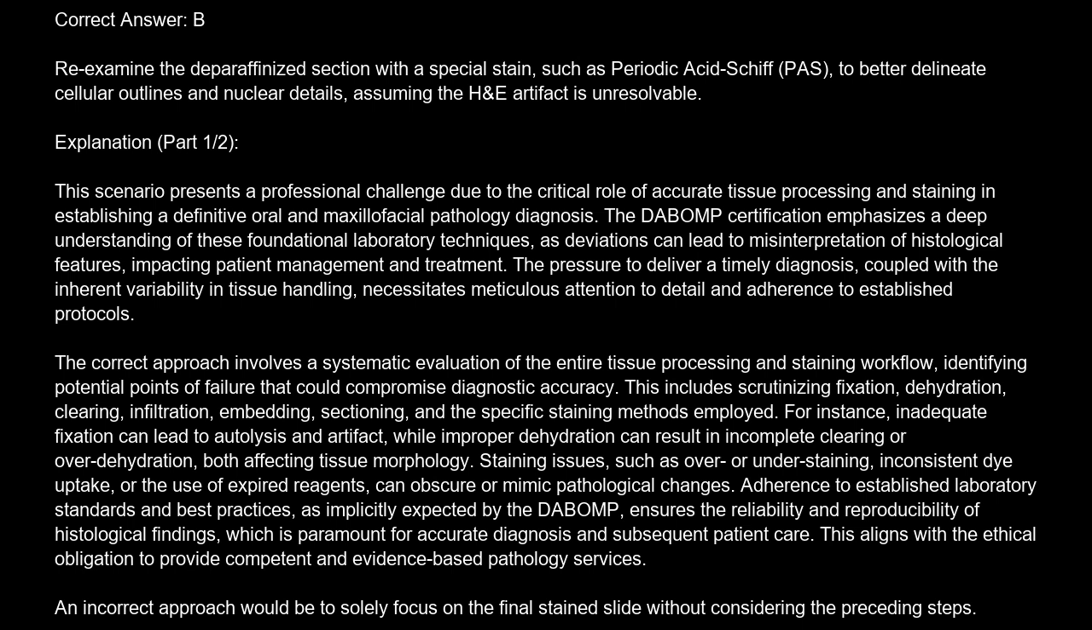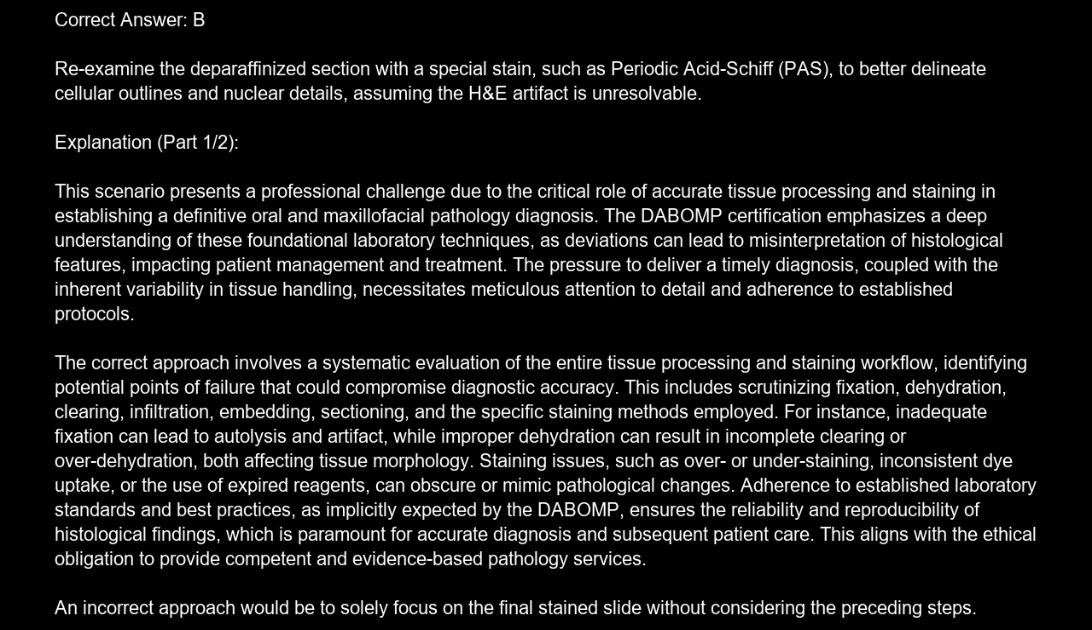For instance, inadequate fixation can lead to autolysis and artifact, while improper dehydration can result in incomplete clearing or overdehydration, both affecting tissue morphology. Staining issues, such as over or understaining, inconsistent dye uptake, or the use of expired reagents, can obscure or mimic pathological changes.